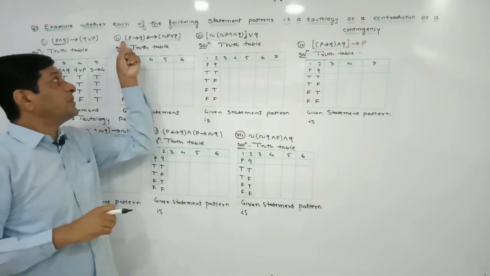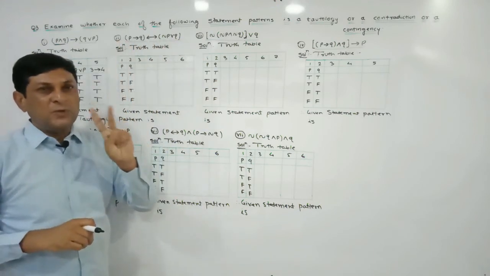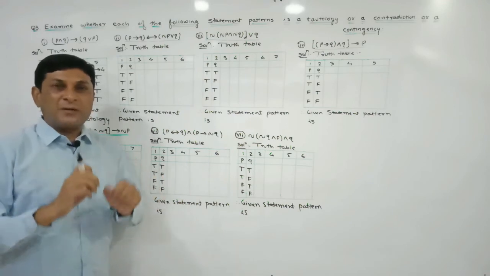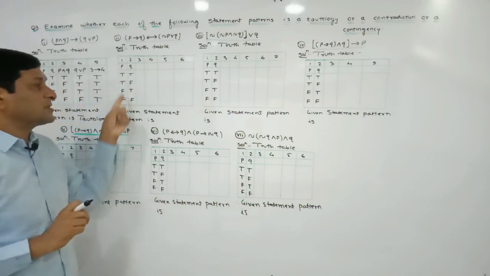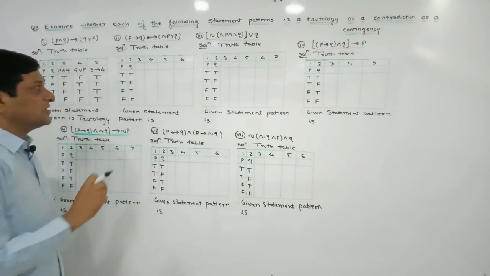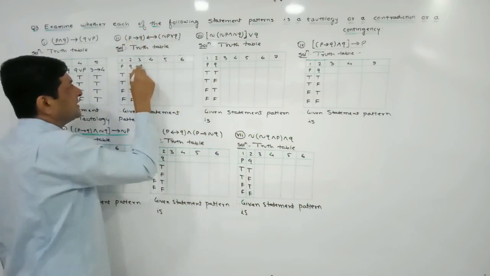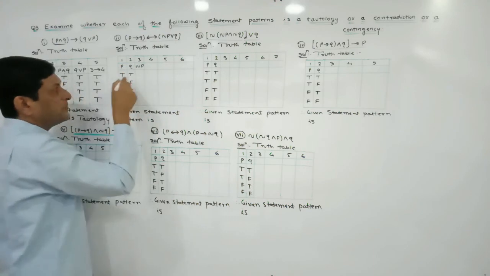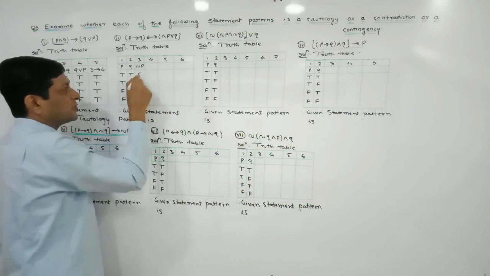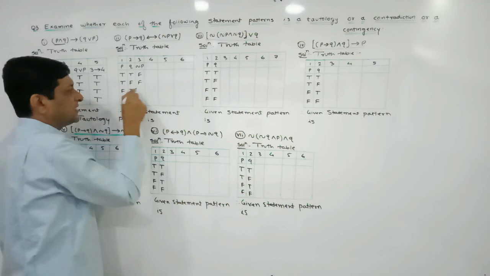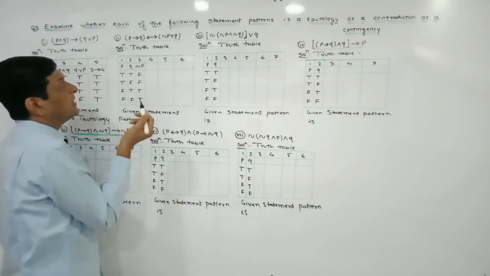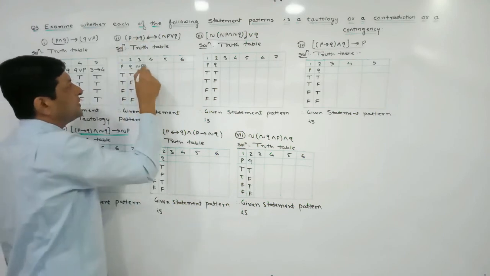Now let us try to solve the second example. In the second example also, how many letters are there? Two letters P and Q, meaning only two statements are under consideration, so we have to construct the truth table for four possibilities. So here first find out the truth value of negation P. From the truth value of P we will get its negation. Negation of true is false, again negation of true is false, and negation of false will be what? True.